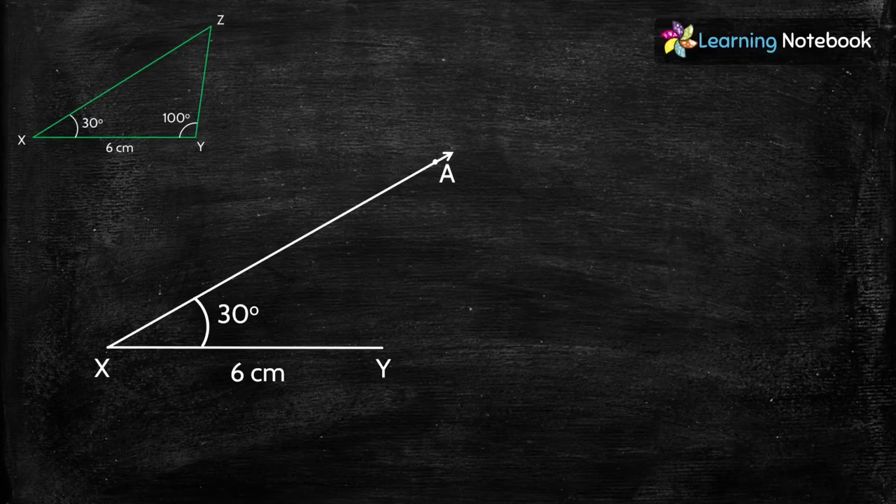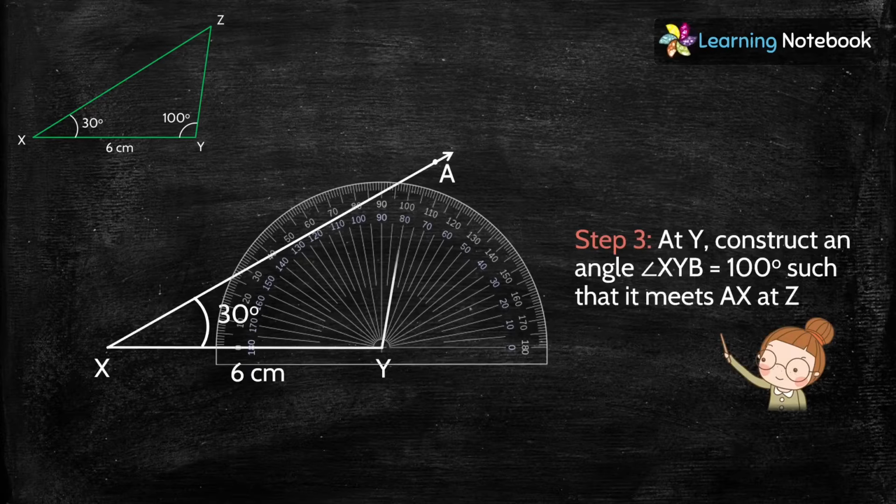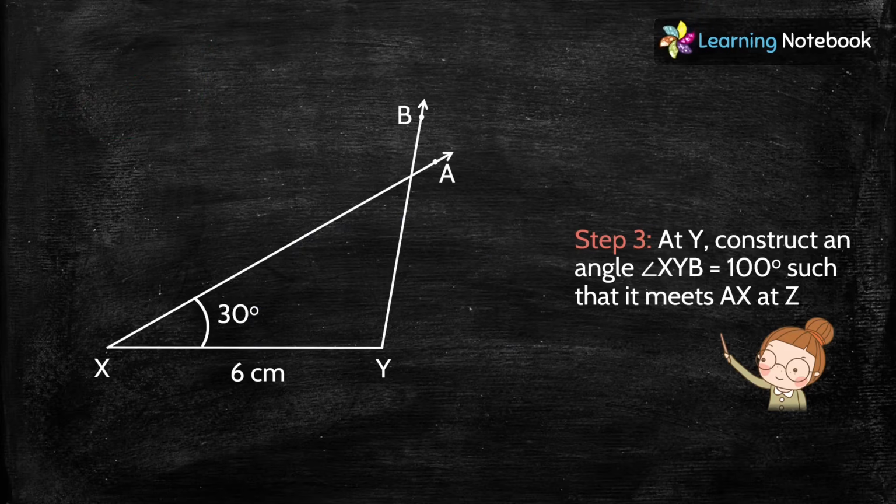Take a look at the rough sketch. This time we have to draw angle Y equals to 100 degree. So in step 3, place the protractor at Y and then draw YB making an angle of 100 degree with XY.